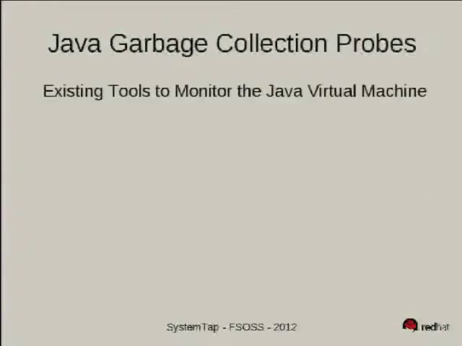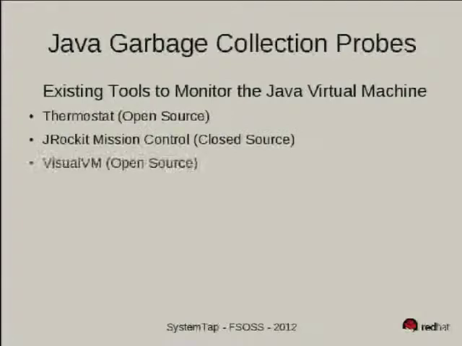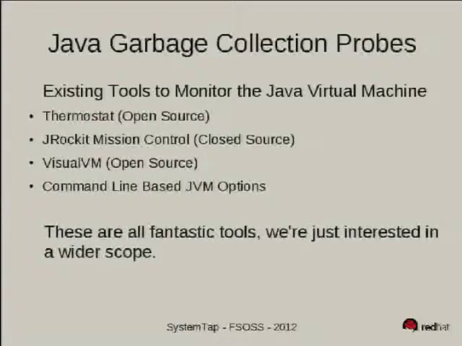There are existing tools to monitor Java virtual machines, don't get me wrong. They include Thermostat, which is open source, JRockit Mission Control, VisualVM, and there are also command line options you can pass to the JVM that will output information. These are all fantastic tools. We're just interested in a slightly wider scope, and we also want to make sure that you don't have to shut down the JVM to print out that information. The command line options require shutting it down and restarting, passing those parameters in. So we would like to come at this from a SystemTap perspective.